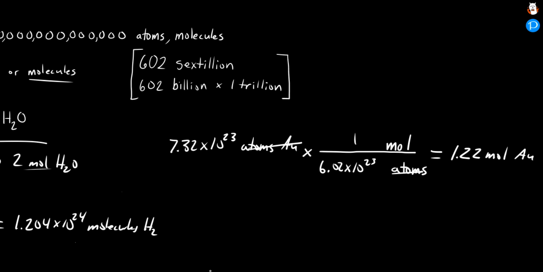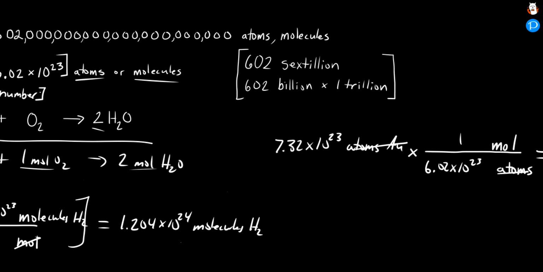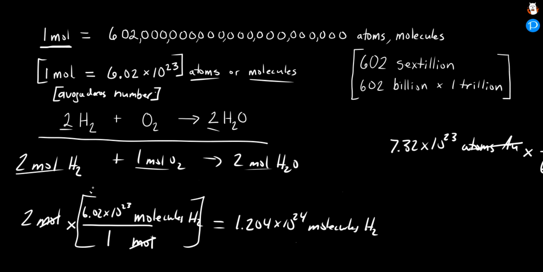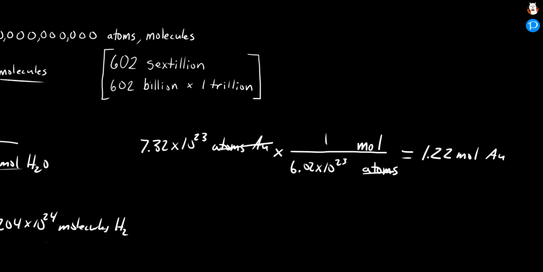So if we have this many atoms of gold, that means we have 1.22 moles of gold. So that's the steps to convert from moles to individual particles or to convert from individual particles to moles. It's just using this relationship right here to go between the two and then knowing when to have this on the top or on the bottom, depending on what you're starting with and what you're going to.